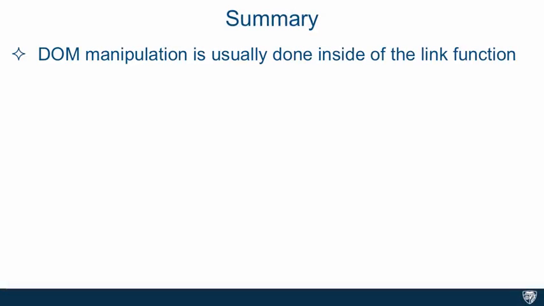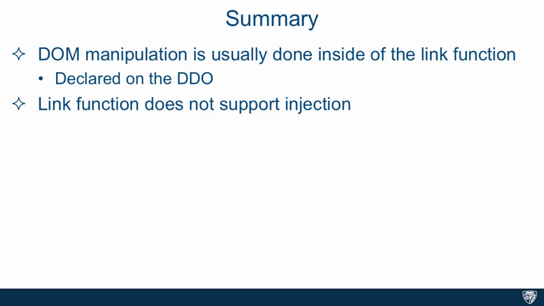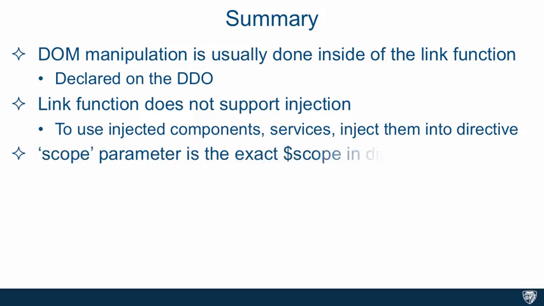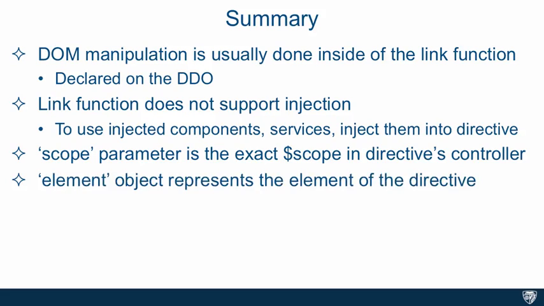Okay, so let's summarize. DOM manipulation is usually done inside of the link function. You declare the link function directly on the DDO, the directive definition object. The link function does not support injection itself, but if you wanted to use injected components, services, or other controllers, you can inject them directly into the directive declaration. The scope parameter, the first parameter of the link function, is the exact $scope in the directive's controller. It doesn't have the $ to remind us that it is not injected, it is simply passed into the link function. The second parameter is the element object, and that represents the element of the directive. It actually represents the top level element of the directive.